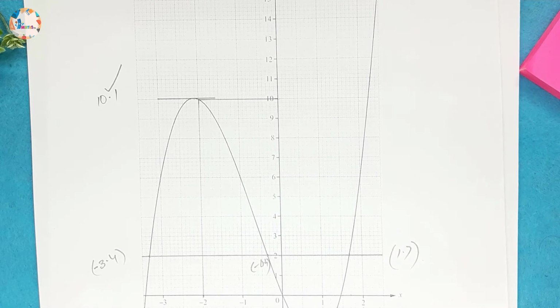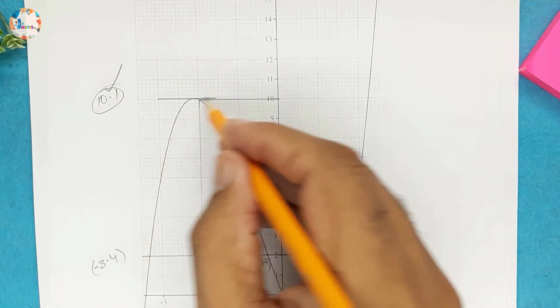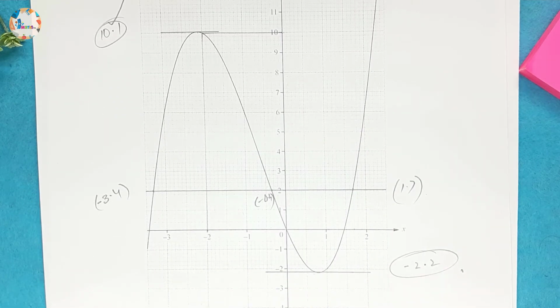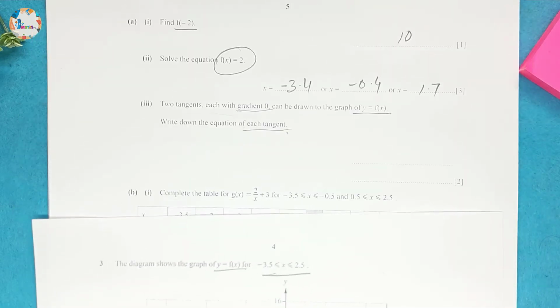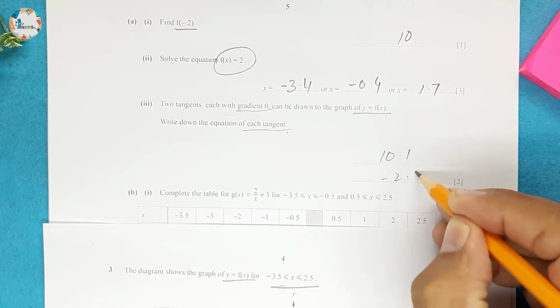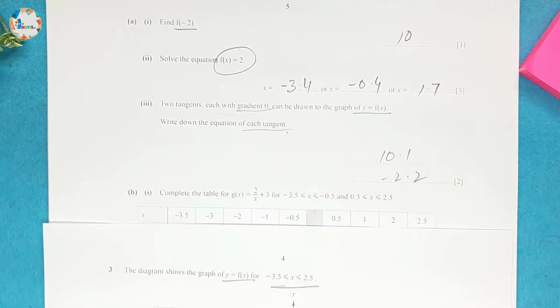So these are the two values, basically the tangents, where these tangents are horizontal. So these horizontal tangents we can provide over here. This is 10.1 and this is minus 2.2. These are basically the answers for this question.